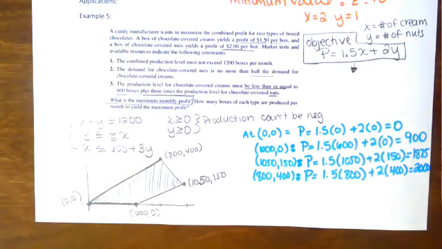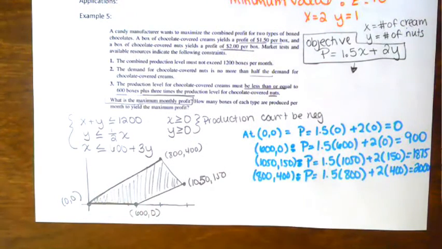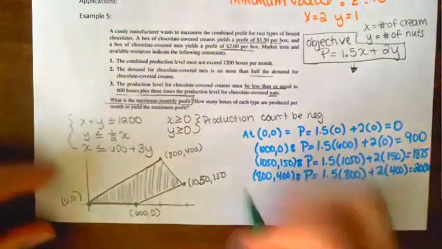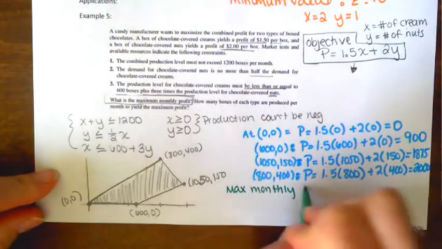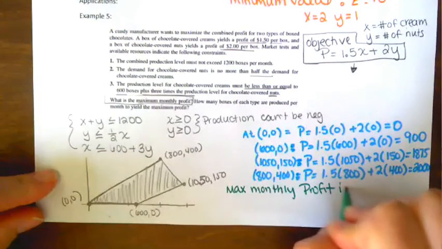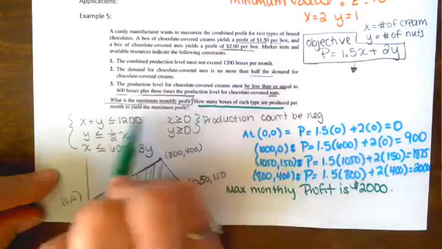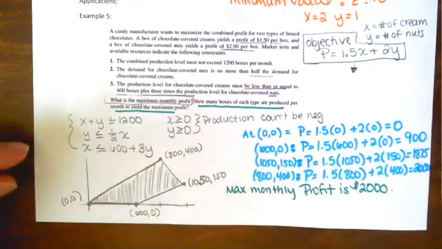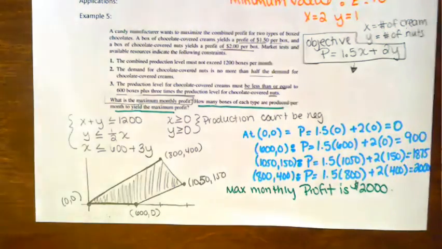Okay. So now, because this is bounded, we do have a maximum and minimum value. It says, what is my maximum monthly profit? So my maximum monthly profit is what? $2,000, right? And then it says, how many boxes of each type per month to yield that maximum profit? So normally we'd say Z is our maximum value, Z equals 2,000 because it occurs at X equals blank and Y equals blank, which is the same thing as this, okay?